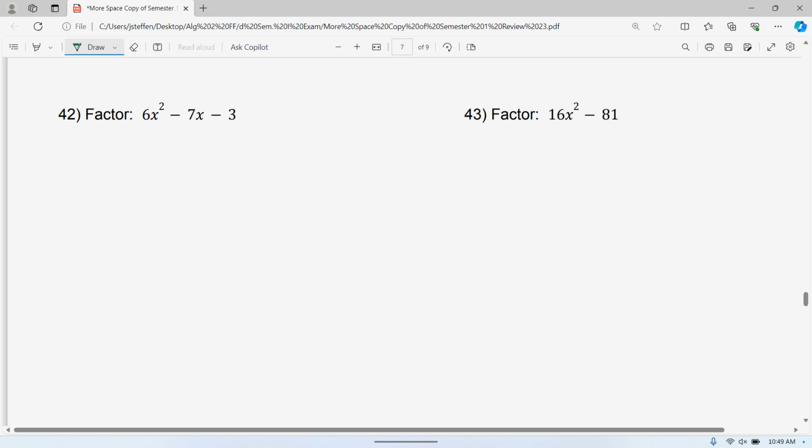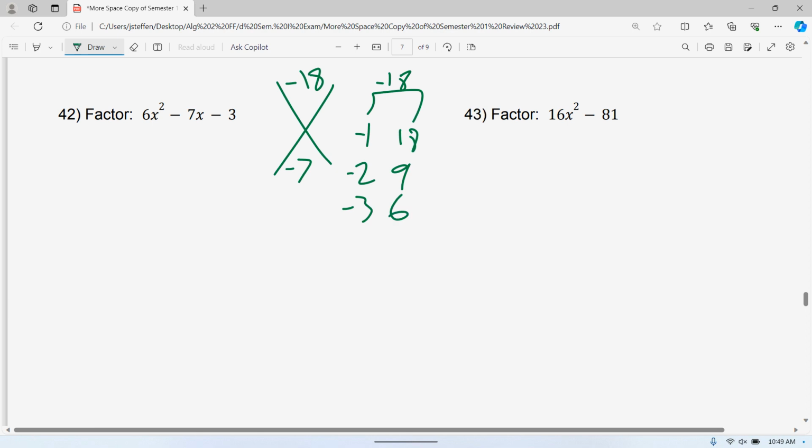Number 42, same thing. We have another leading coefficient. 6 times 3 is -18. Factors of -18 add up to be -7. Since it's negative, -2 and 9, -3 and 6, 4 doesn't work. 6. So which one adds up? We end up with +7, not -7. If that happens, all you need to do is change your signs. Change that to negative 9.